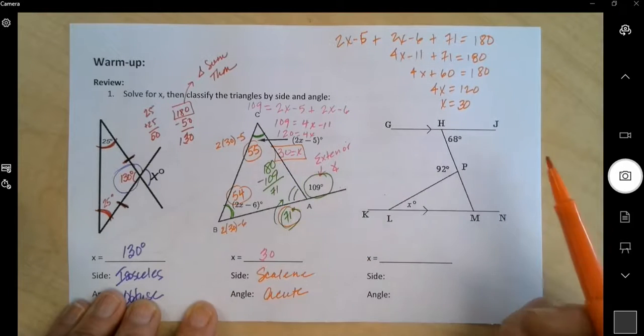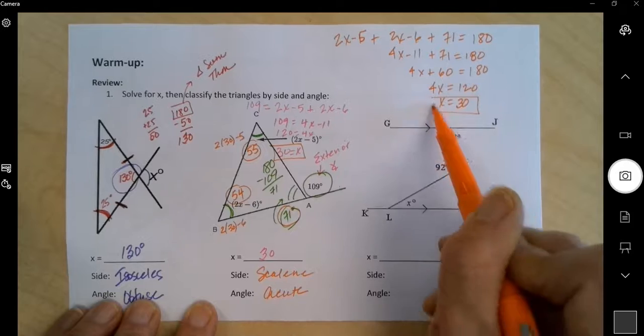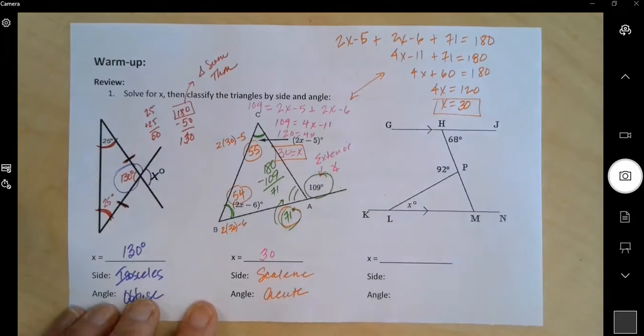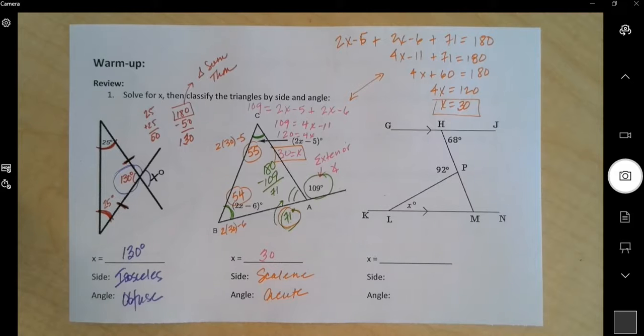Did you find where you went wrong? Yeah. Okay. So it doesn't matter how you go about solving it. You're going to get the same answer either way. The exterior angle theorem gives you a shortcut. That's all. Got it? Okay.